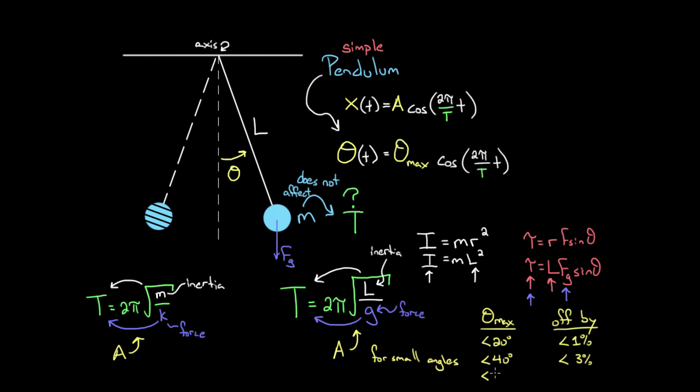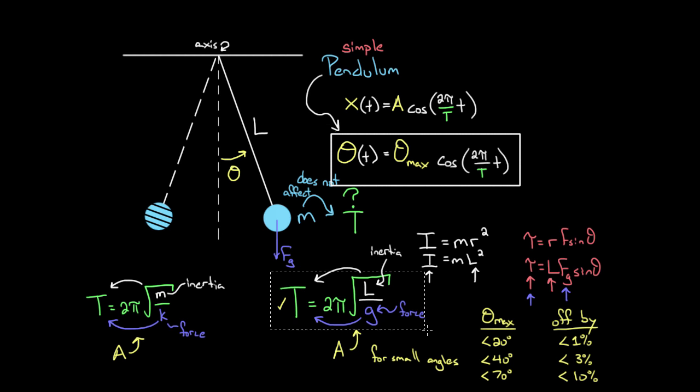And let's say your theta maximum was less than 70 degrees. You get all the way up to 70 degrees, the error in this formula is still less than 10%. So not nearly as good, but still not bad. So this formula gives you the period of the pendulum. It works really well for small angles. As that angle gets bigger, the value you get from this formula will deviate from the true value by more and more. So recapping, for small angles, i.e. small amplitudes, you could treat a pendulum as a simple harmonic oscillator. And if the amplitude is small, you can find the period of a pendulum using 2 pi root L over g, where L is the length of the string and g is the acceleration due to gravity at the location where the pendulum is swinging.